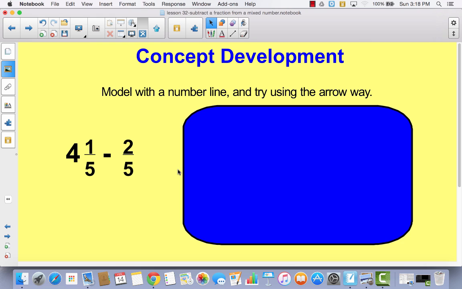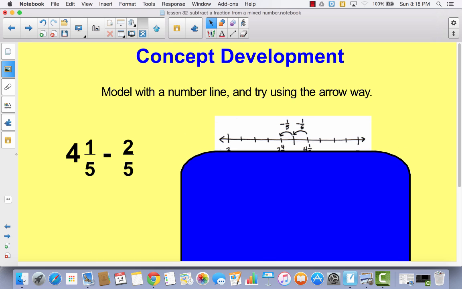It gets a little bit more confusing when you get to a problem like this. I want you to go ahead and write this down in your math journal. Write 4 and 1/5 minus 2/5. Now, can I take 2/5 away? The answer this time would be no, because I only have 1/5 to take away. So we're going to have to do this a little bit differently. We're going to use 2 strategies here. We're going to do a number line, and we're also going to use the arrow way.